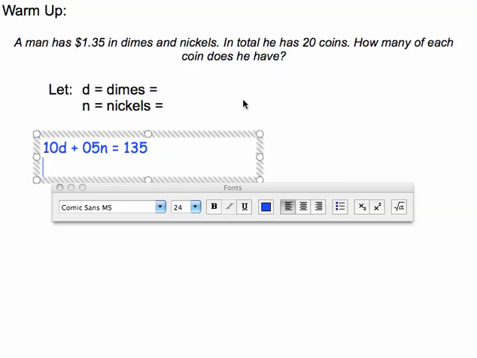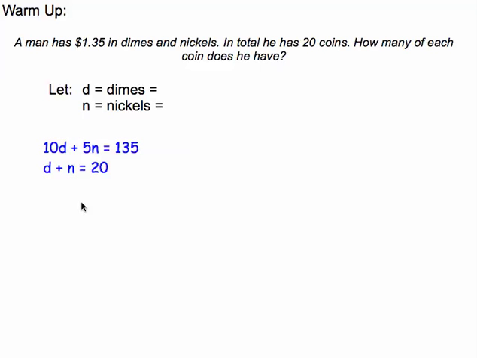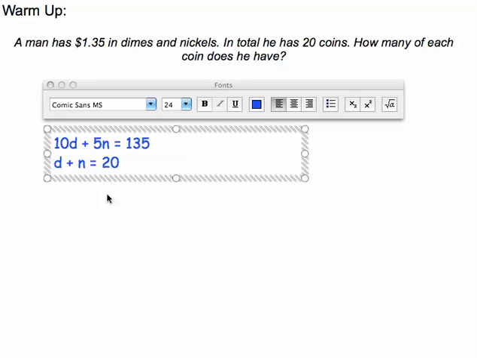Now, the next relationship is in total he has 20 coins. So that means the total number of dimes plus the total number of nickels equals 20. So it's D plus N equals 20. Okay. Now at this point, you have a choice. Remember, you can choose to solve by elimination or by substitution. It actually doesn't matter. What I'm going to do is I'm going to use elimination.